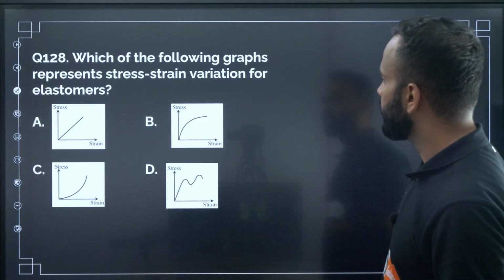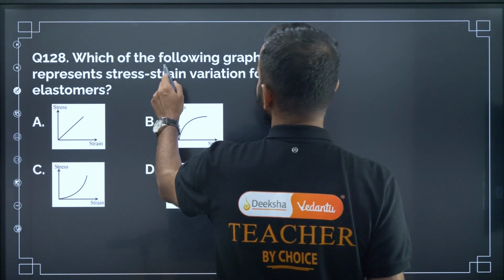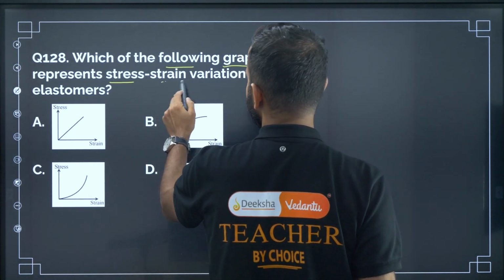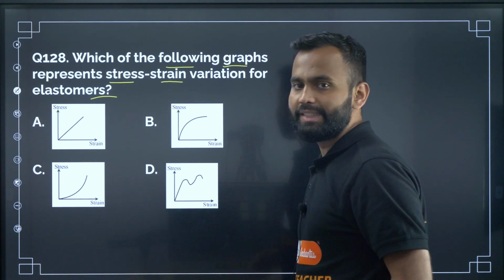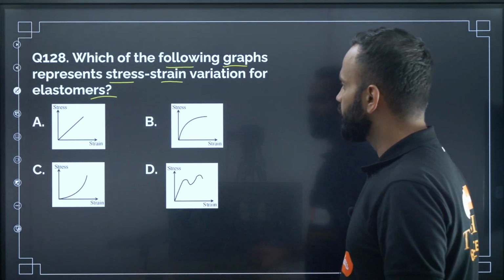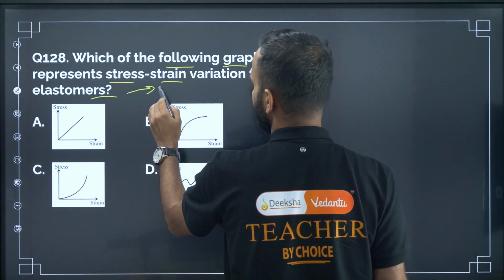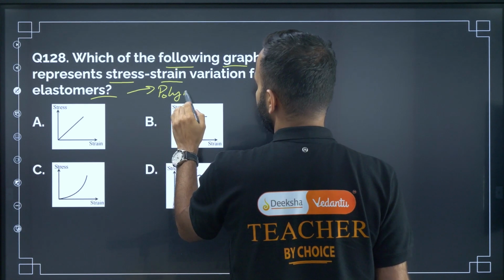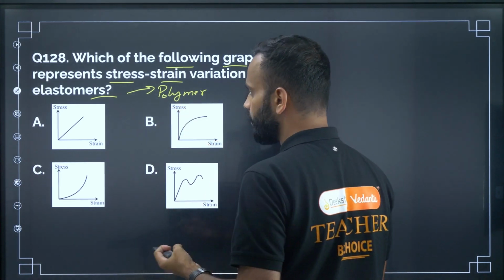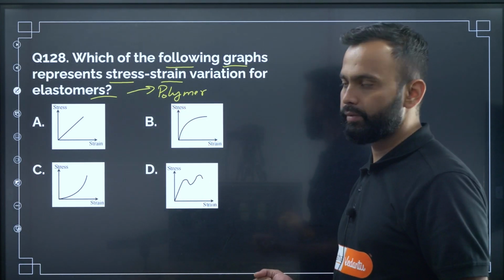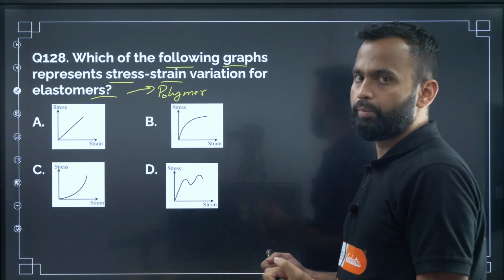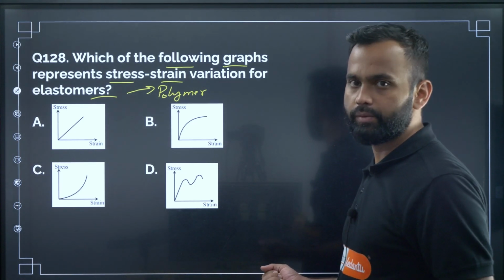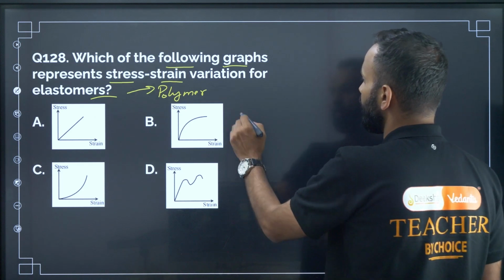Next question. Question number 128. Which of the following graphs represent stress strain variation for elastomers? So what is elastomers? Elastomers is a polymer which can stretch, okay? So it's a kind of polymer, so we can stretch. Best example, rubber.